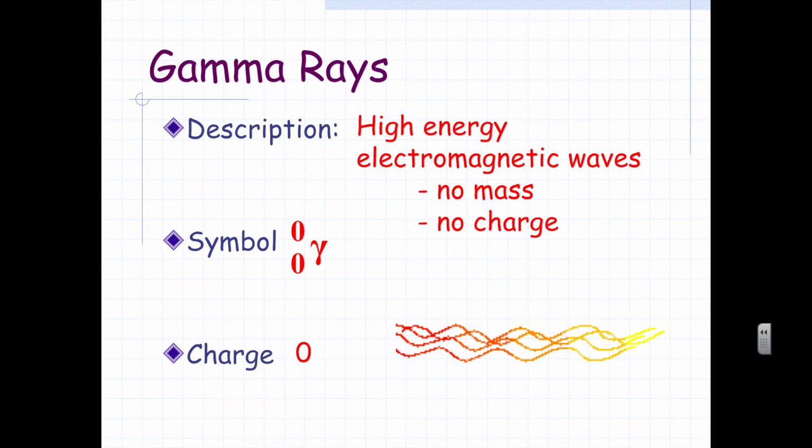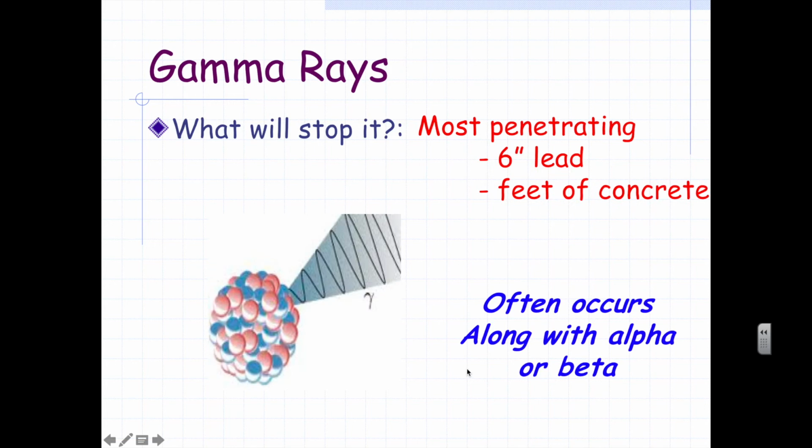Now, a gamma ray is simply high energy electromagnetic waves. They have no mass and no charge. They are just energy that's emanating out. So they have the symbol of gamma right here with no mass and no charge, and it has a charge of 0. So it is only stopped by extremely thick lead, as you will see in your demonstration.